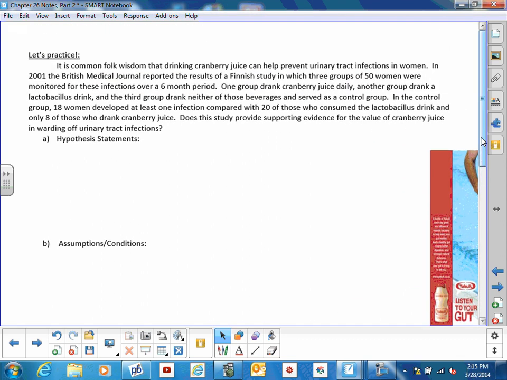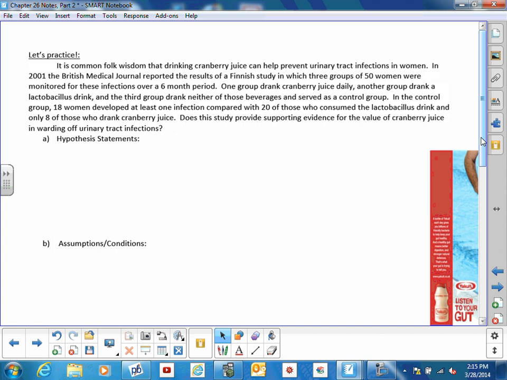And then a third group drank neither, did not drink cranberry juice nor this lactobacillus drink every day for those 6 months. And then they're going to be monitored for whether they got a urinary tract infection or not, at least one urinary tract infection in those 6 months.